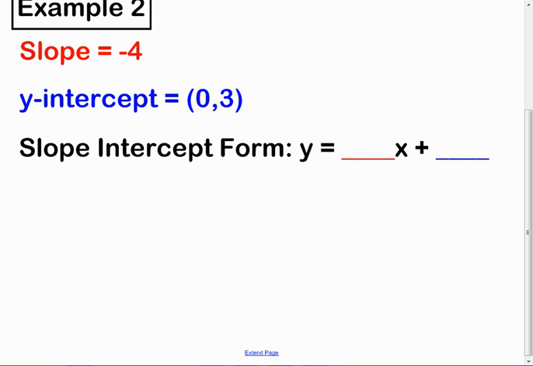Okay, turn the page. What's the slope here? What goes in there? Not 4. -4. Go ahead and fill it in. Should be easy. And what goes here then, Keaton? This is the y-intercept. I want the y value out of this point. Not negative anything. What's the y coordinate here? 3. Okay, fill that in.